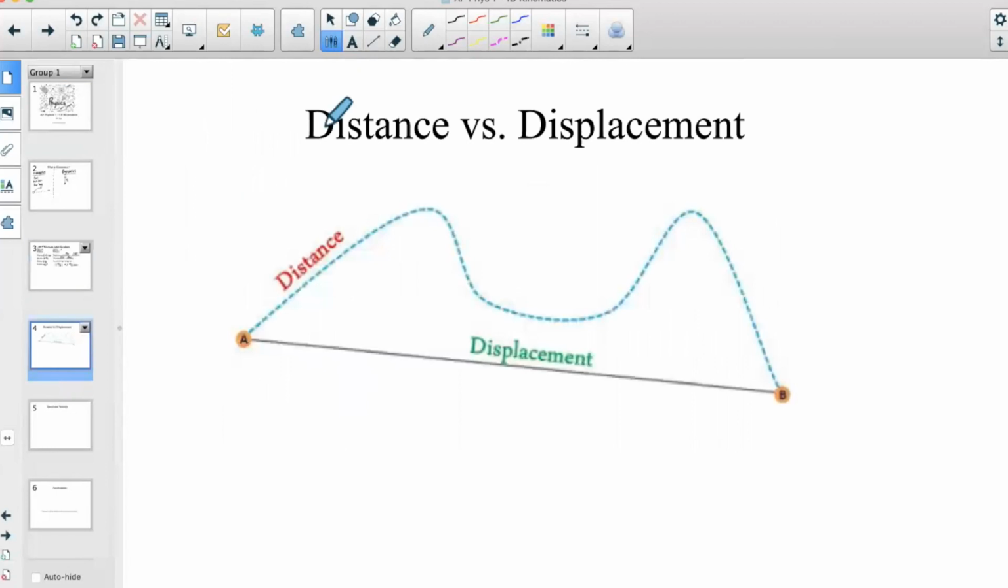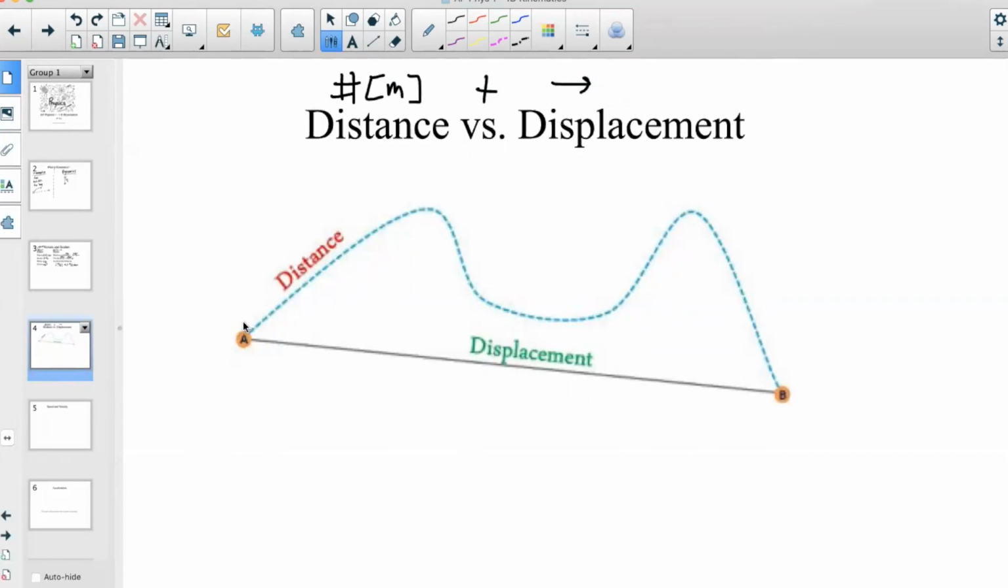Now let's start with distance and displacement. We remember from the last slide that distance was just a scalar, a number with units of meters, and displacement is the vector form. For displacement, you'd add an arrow or something. So this is the thing about displacement.